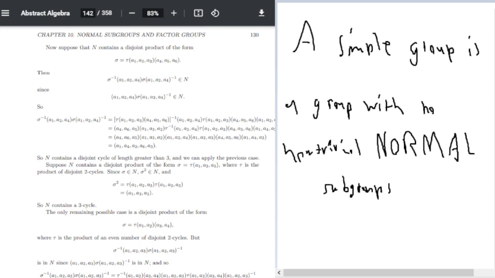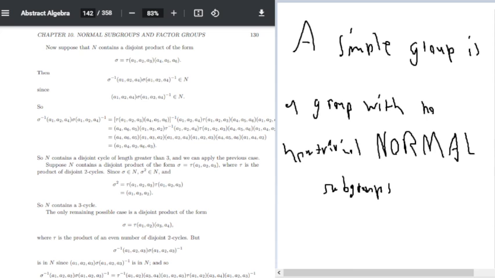Now, suppose that N contains a disjoint product of the form sigma equals tau (a1 a2 a3 a4 a5 a6). Then sigma^-1 (a1 a2 a4) sigma (a1 a2 a4)^-1 is in N, since (a1 a2 a4) sigma (a1 a2 a4)^-1 is in N. So this equals the following product.